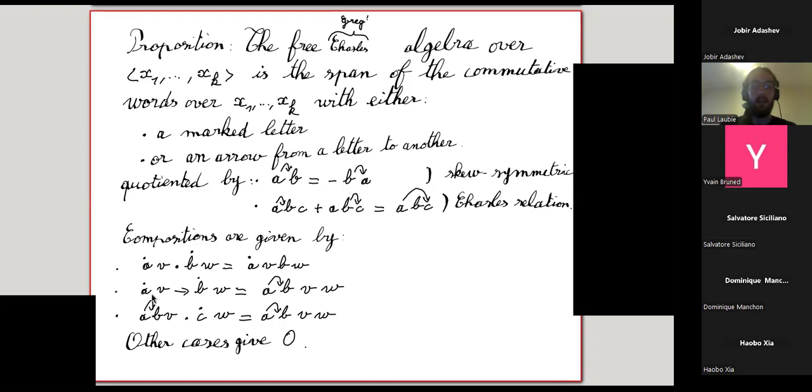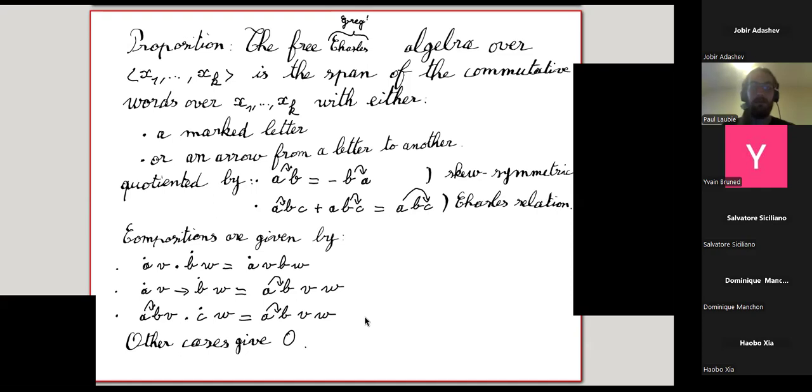If we want to put an arrow between two marked words, then we put an arrow from the first marked letters to the second marked letters. And if we want to concatenate a word with an arrow with a word with marked letters, we forget the marked point and we just have the arrow. All the cases give us 0.